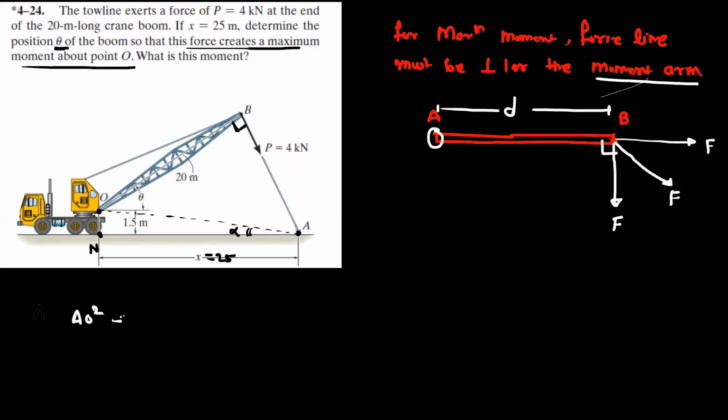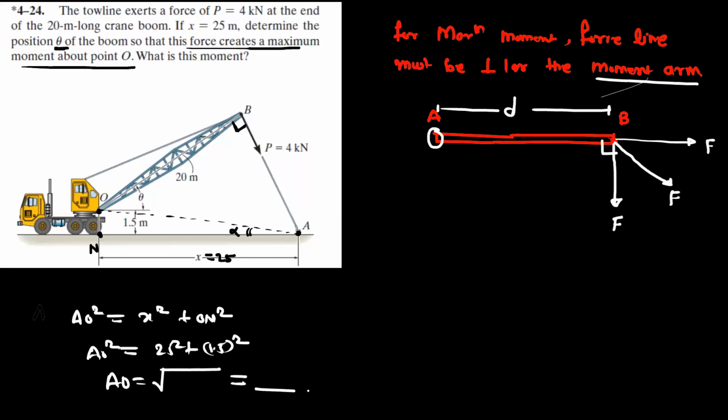So AO square is equal to x square plus ON square. So x is 25 plus 1.5 square. So this is the AO square. You can find out AO by taking the square root. So you will get some answer. So you have calculated this value, AO.